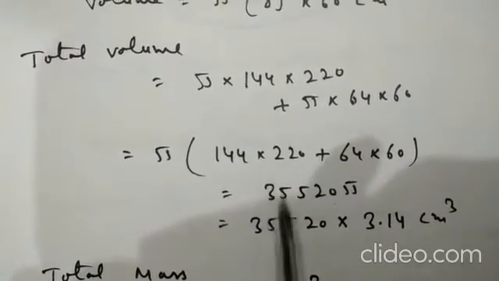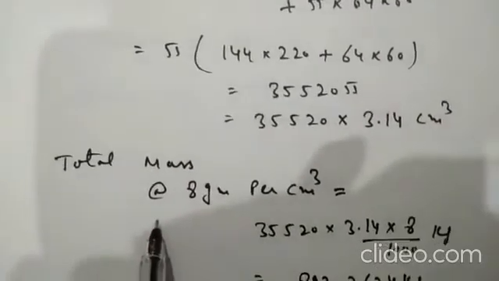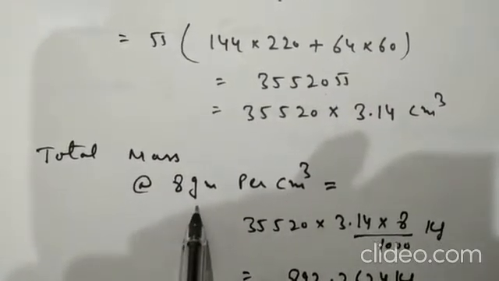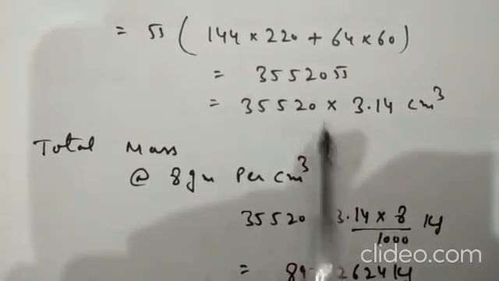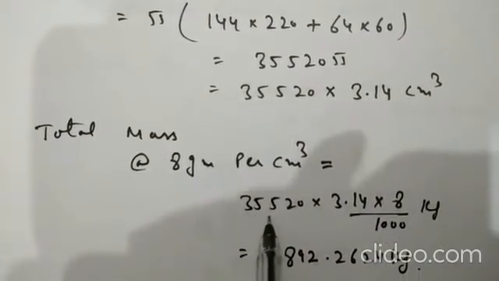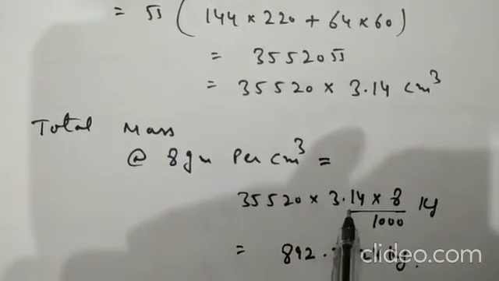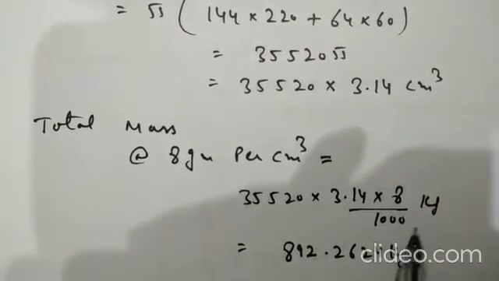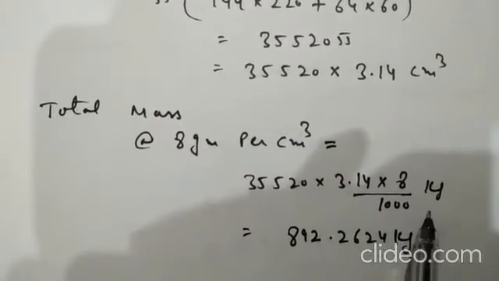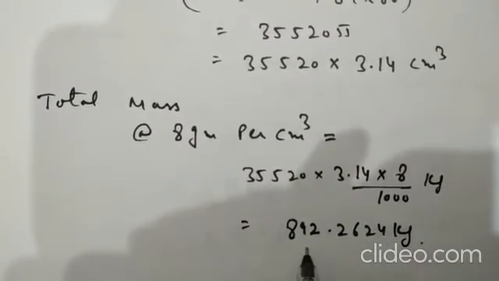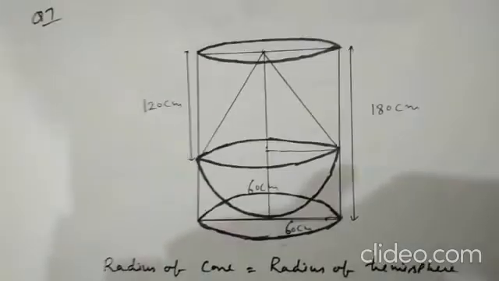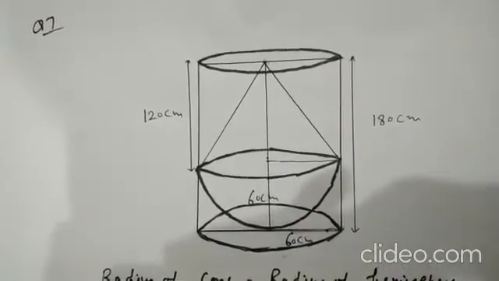This is the volume. Now the mass contained in it. 1 cubic centimeter has mass 8 grams. So this volume will have mass 35520 into 3.14 into 8 divided by 1000 to change it into kilogram, and it will be 892.2624 kilogram. Now question number 7.